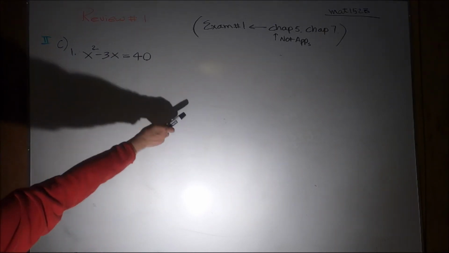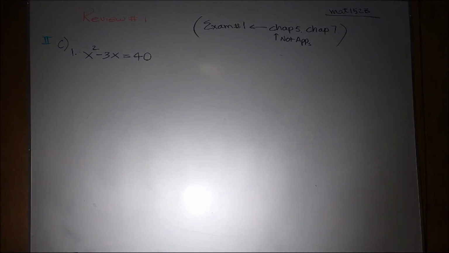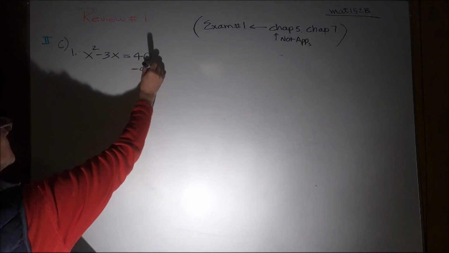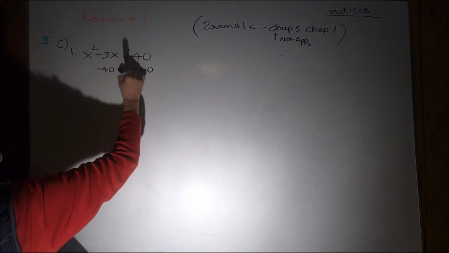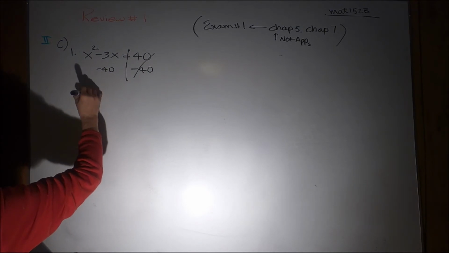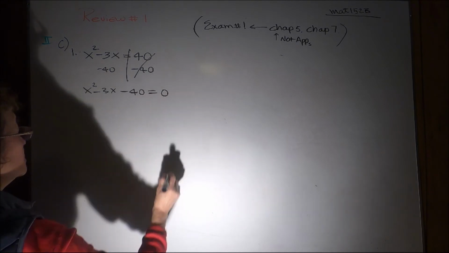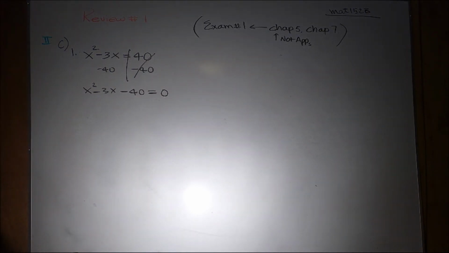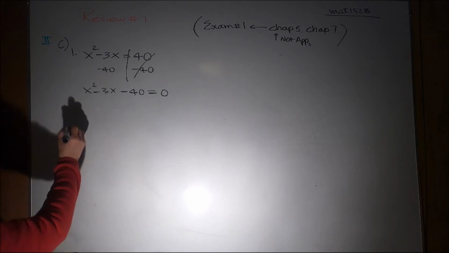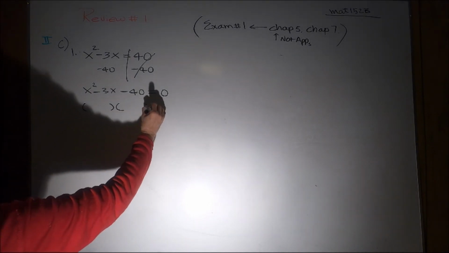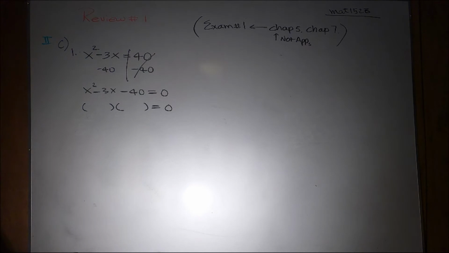And for this one, do we have a quadratic equation? Yes, the highest order is 2. Is this a standard form? No. We always write it in standard form first, right? So what do we have? x squared minus 3x minus 40. One side is your variable polynomial, another side is 0. Then what do we do? We break it down to the smaller parts that we solve individually, right?